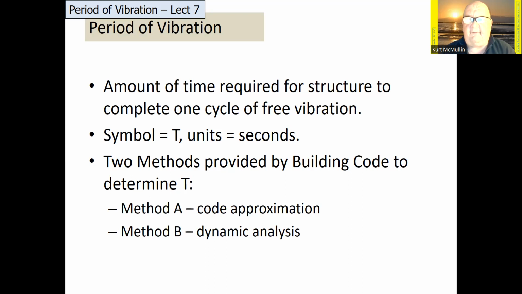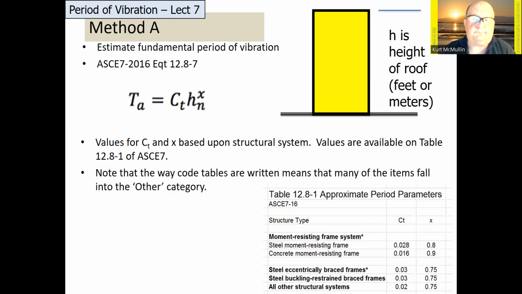We actually have a couple of different methods we are going to use to try to estimate what that period of vibration would be. Keep in mind, we're talking about a large structure made of multiple individual components. We're trying to grossly estimate how that might vibrate. Method A is an approximation provided by the building code. Method B is going to be the output of a dynamic analysis on the computer.